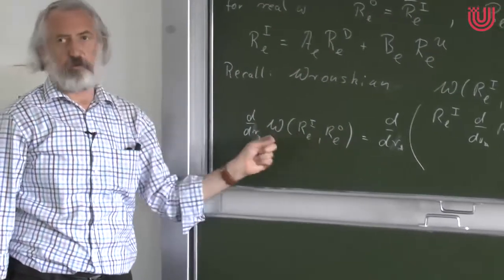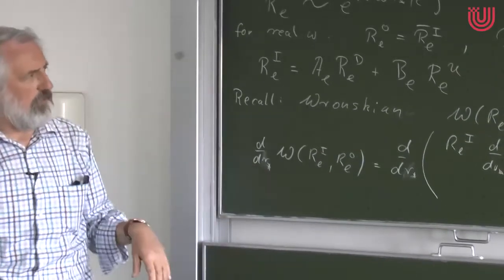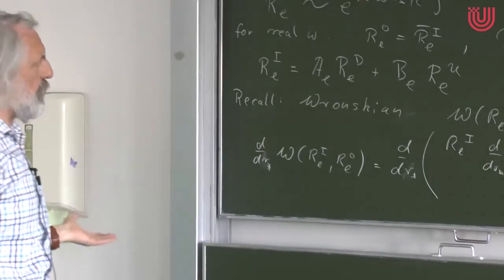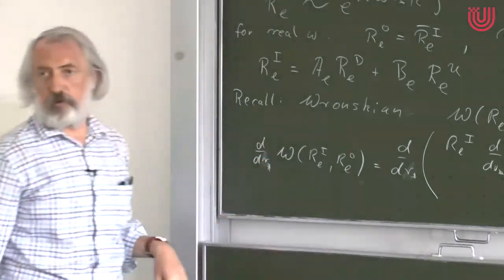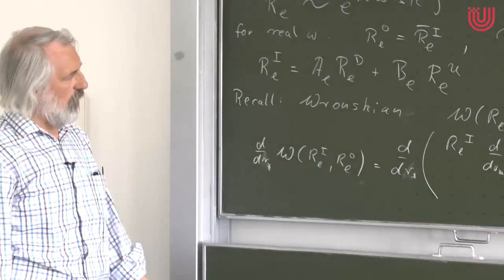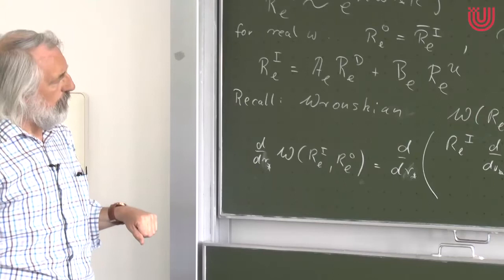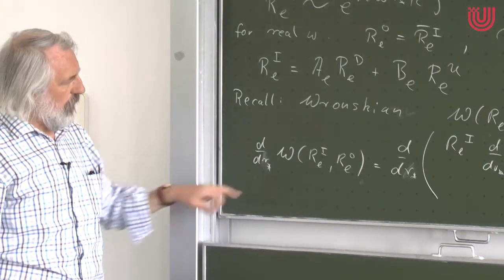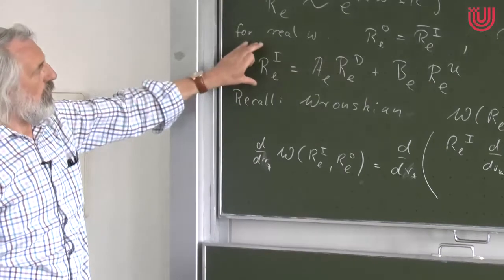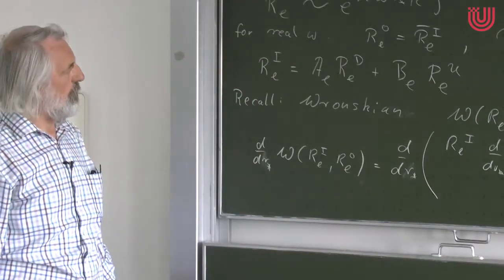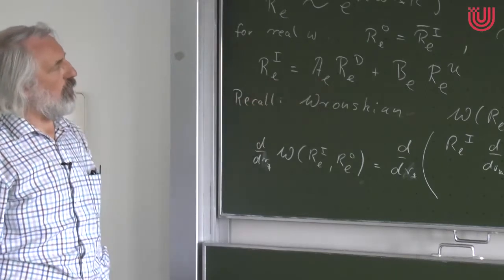This means this is a constant, yeah? And this is a general result that holds for all linear second order differential equations. Whenever you have two solutions, you form the Wronskian, and then the derivative is zero. So it's constant along the axis where your function is defined. And that's what we will use now to get some information on these coefficients A_L and B_L.